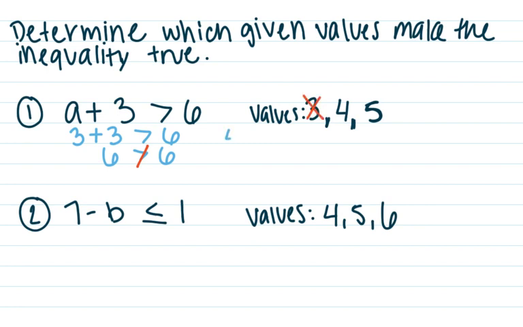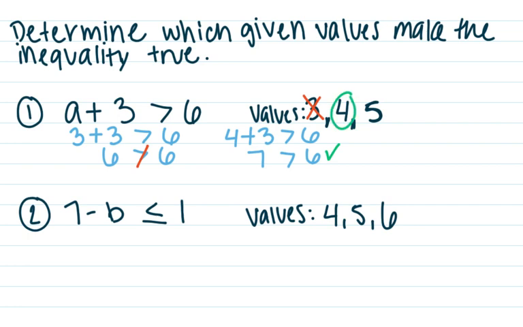Let's try 4. 4 plus 3 is greater than 6. What is 4 plus 3? 7. Is 7 greater than 6? Yes, 7 is greater than 6. So 4 is one of our values that works.